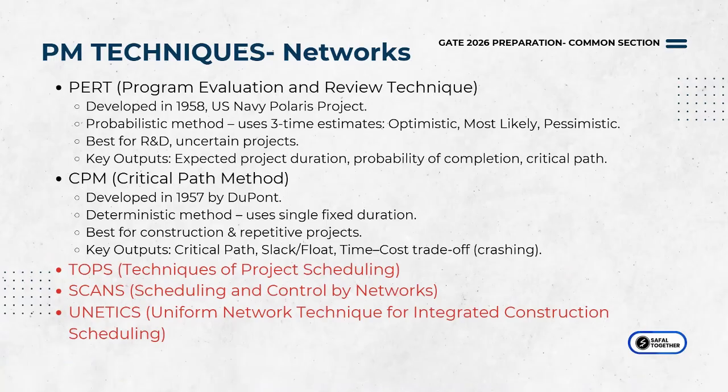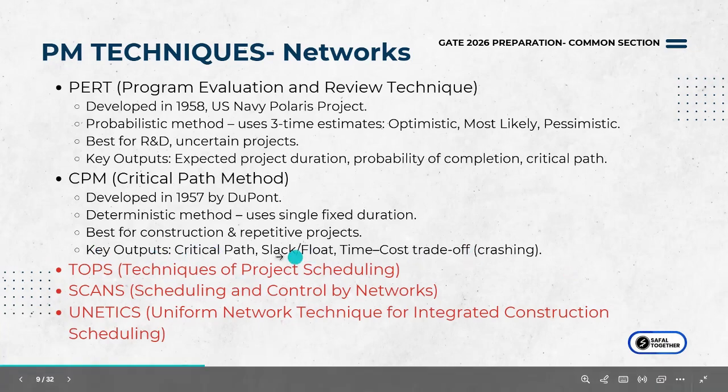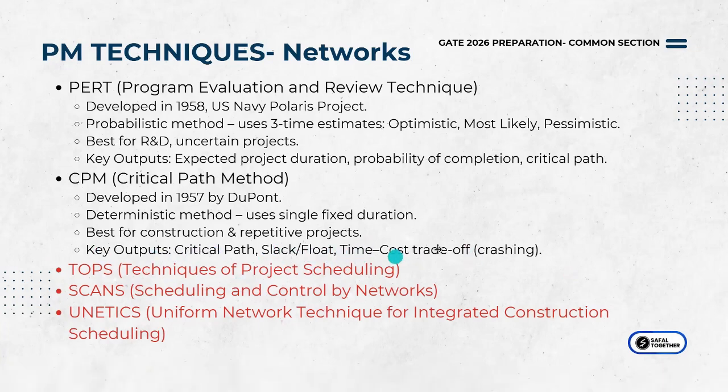CPM was developed in 1957 by DuPont. It's a deterministic method where you use one fixed duration. It's better when you use it for construction and repetitive projects. Okay. So the key outputs that you look at are critical path, slack or float, time-cost trade-off, etc. We'll look at it, so you'll understand as and when I go. And this is just a few bullet points for you to remember when you later come back and take a look at it. All of these words will mean something to you by the end of this session.